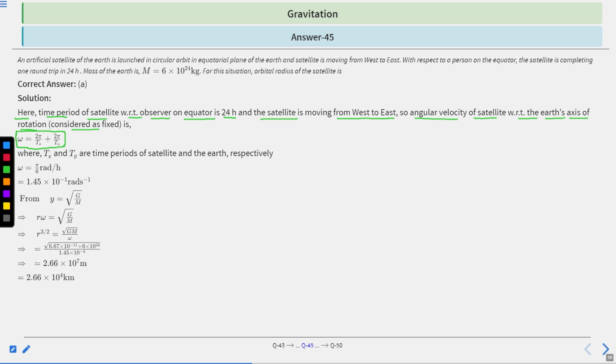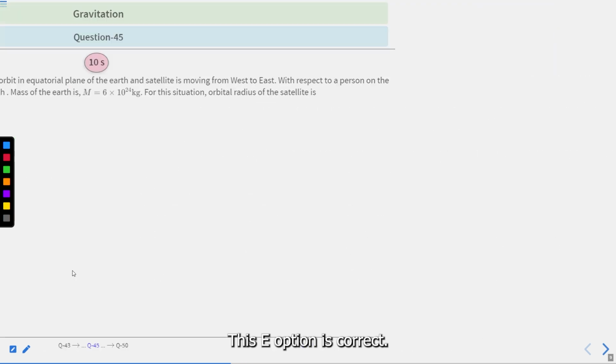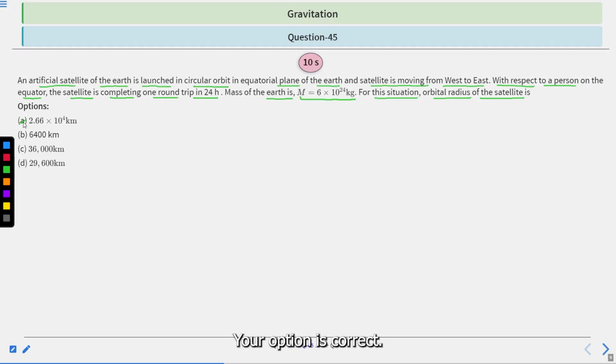From v equal to under root G M divided by r, so r omega is equal to under root G M by r, which gives r to the power 3 by 2 is equal to under root GM divided by omega, and solving this term you will get this. So r is equal to 2.66 into 10 raised to the power 4 kilometer. So this is the answer. Option A is correct.